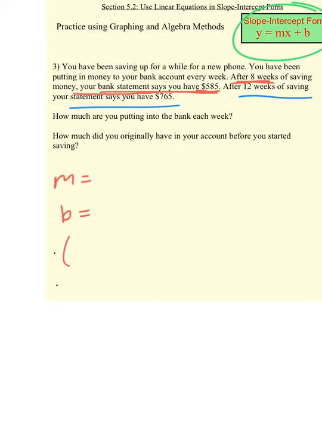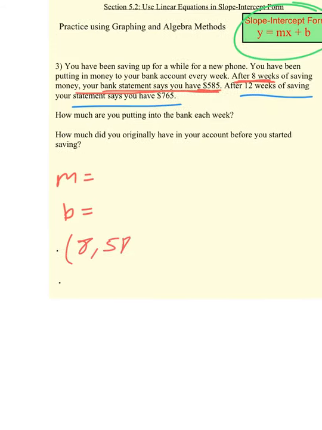Let me just start there, actually, just to show, okay, after 8 weeks of saving, we have $585. That's what we figured out. See how those numbers kind of go together, though? It's like an x and a y coordinate for us, okay? And then looking at the second line there, after 12 weeks of saving, you got $765, okay?